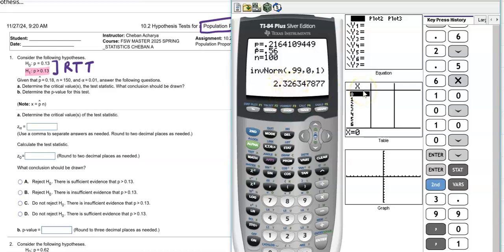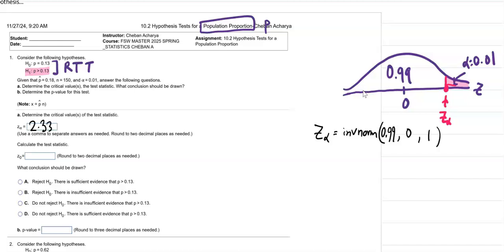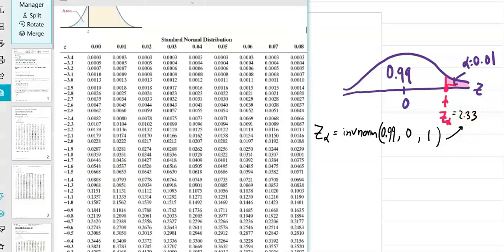So the answer is 2.33 as the critical value. Again, this value here is 2.33. So we found the critical value using the calculator. Also, I'm going to show you how to find the critical value using the table, which is the standard normal distribution table.